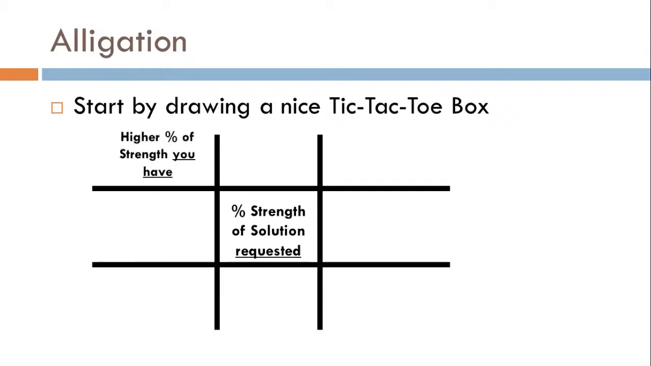The next step is in the upper left, you are going to put the strength of the higher percentage solution. So again, in my example, I said 20% we have available, so we'll put a 20% solution there. Then we will have the lower percentage solution. I said a 10% solution, so we'll put 10 there. So upper left I have 20%, lower left I have 10%, and in the middle I have 12%.